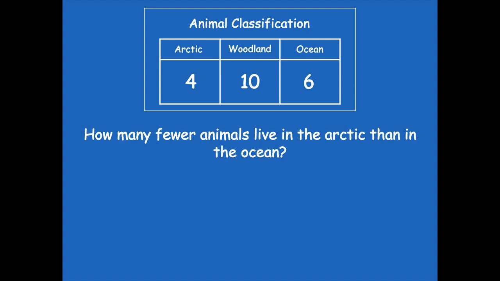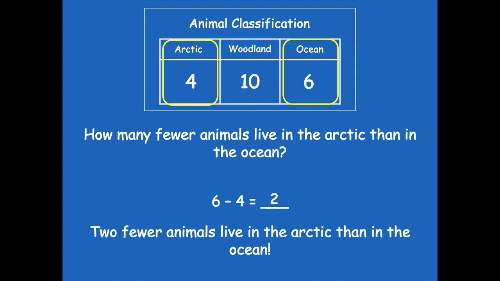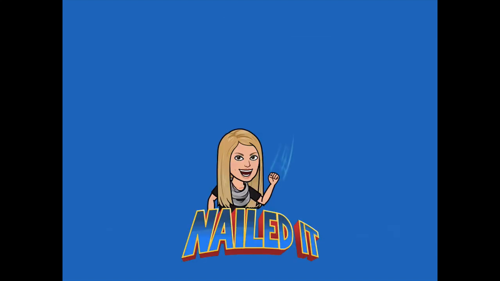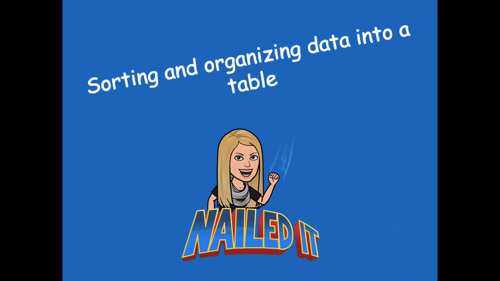How many fewer animals live in the Arctic than in the ocean? So friends, for this one, I need to look at the Arctic and I need to look at the ocean. So as I look at those, I can see that there's a difference between those numbers, right? So I need to subtract when I'm talking about how many fewer. So 6 minus 4. Oh, you guys can do that, friends. What's 6 minus 4? Yeah, it's 2. So 2 fewer animals live in the Arctic than in the ocean. All right, friends, good job with those questions. All right, you guys nailed it today, sorting and organizing data into a table.